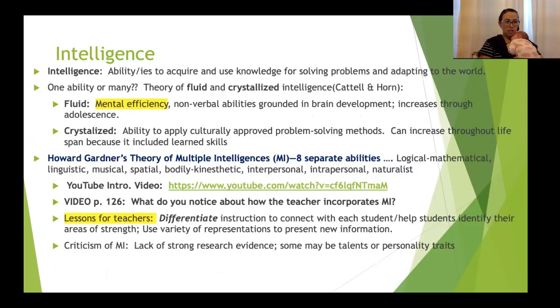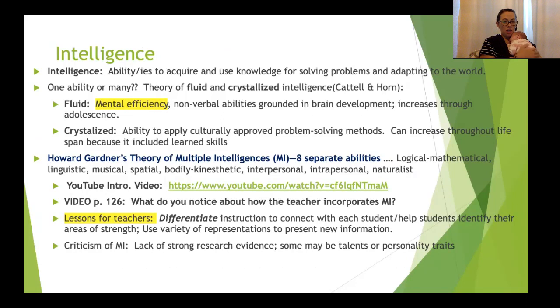When we talk about intelligence, there's lots of different ways that we can think of intelligence. Two ways are fluid and crystallized. On your study guide, it tells you that you need to distinguish between the fluid and crystallized intelligence and the brain functions. So make sure you understand that with fluid, it's the mental efficiency. And this is our nonverbal abilities grounded on our brain development. It increases through our adolescence.